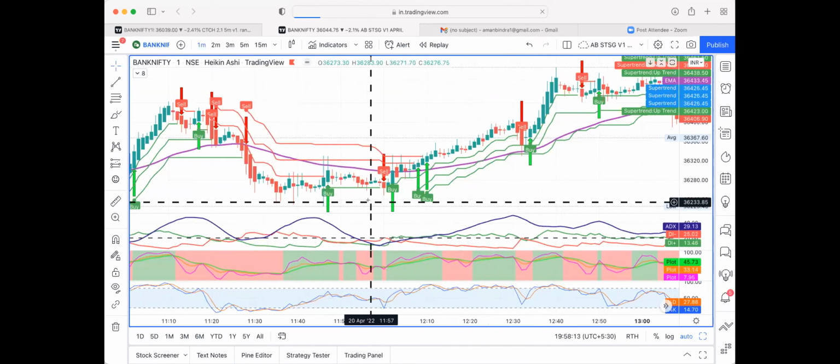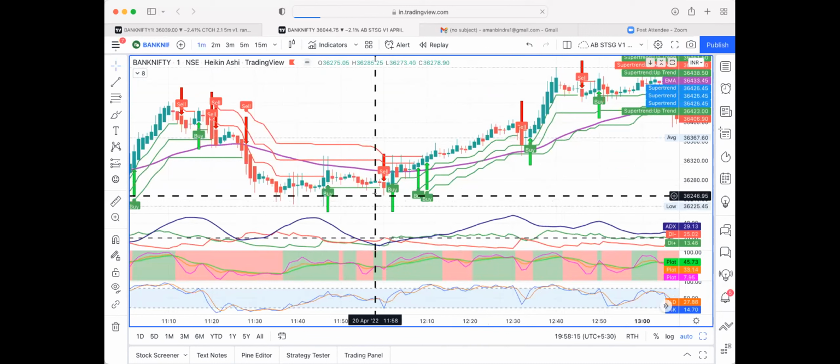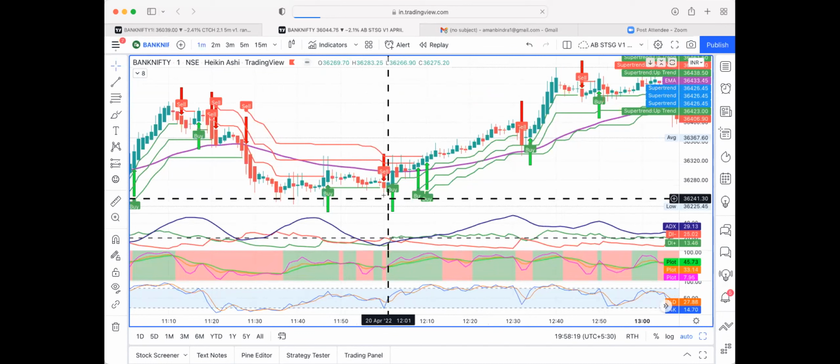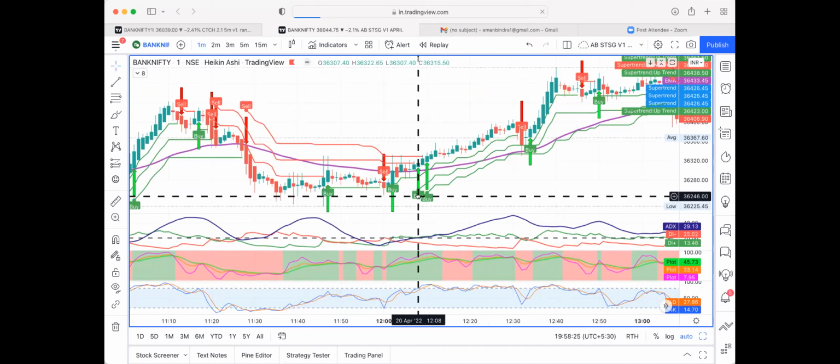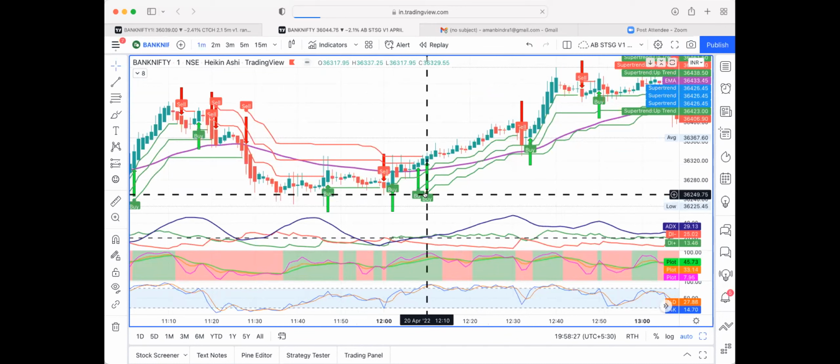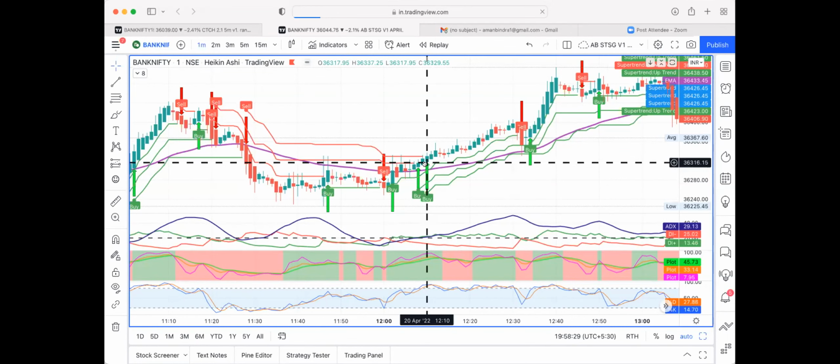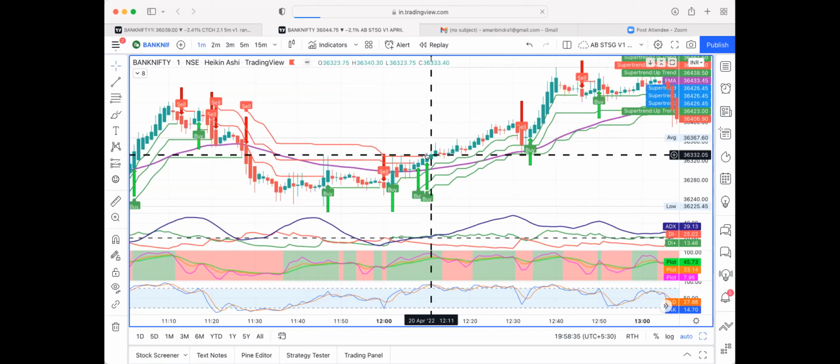So normally we take a trade with this strategy. We have to keep an eye out for 3 consecutive signals. Like here we are getting the first buy signal, then we will wait for the second one, and then we will wait for the third buy signal. And as soon as the third buy signal comes, we will see if it's breaking the signal.